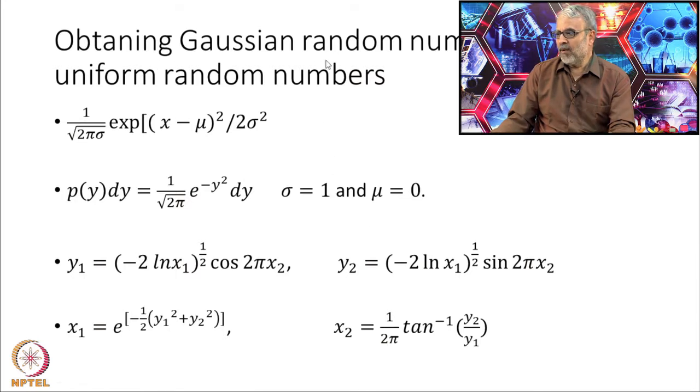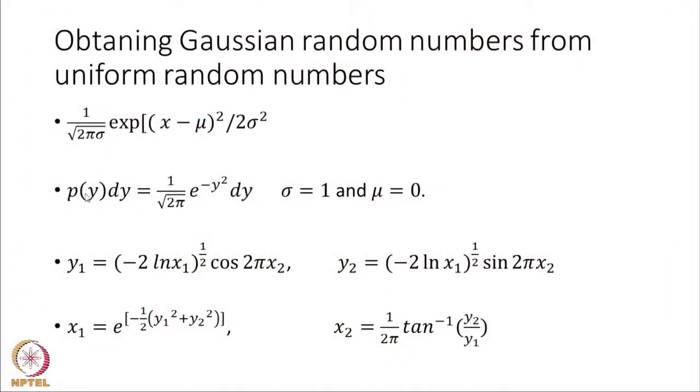What are Gaussian random numbers? Now, they are distributed between minus infinity to infinity, because this x can take any value, but it is all peaked around 0 with a standard deviation of sigma. So, this p(y) dy is a Gaussian random number distribution. It will be distributed as 1 by root 2 pi e to the minus y square by 2 dy, sigma is equal to 1, mu is equal to 0.